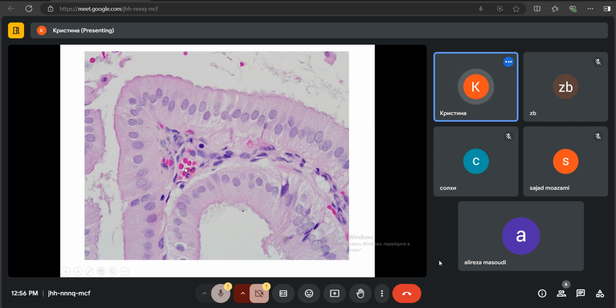So in order to absorb the water, the cell needs first to pump the sodium from the fluid, and then water will come after the sodium.